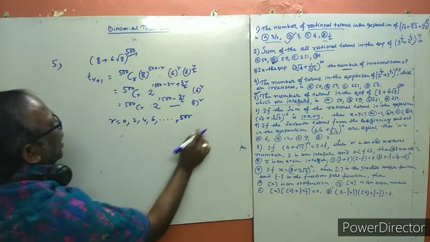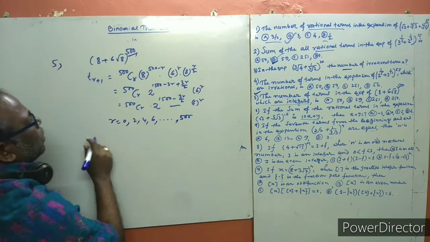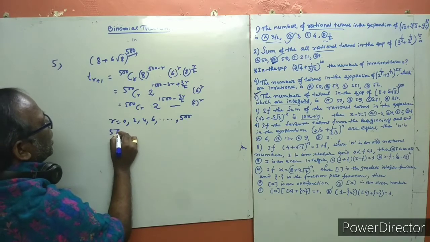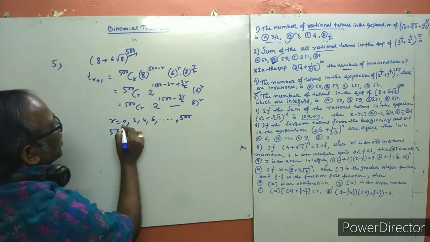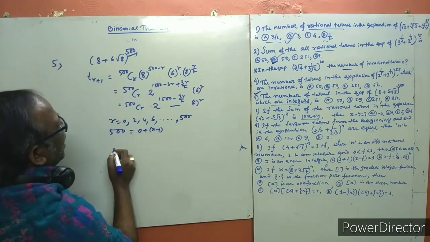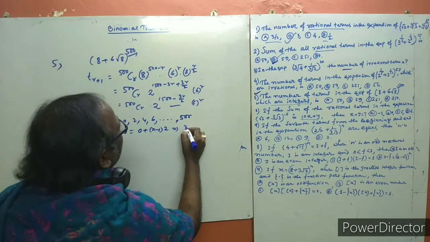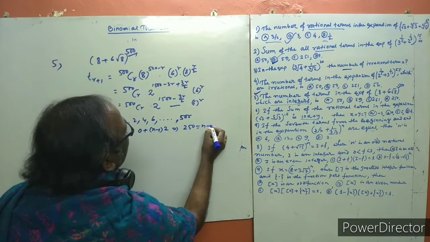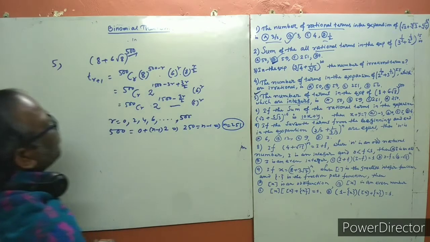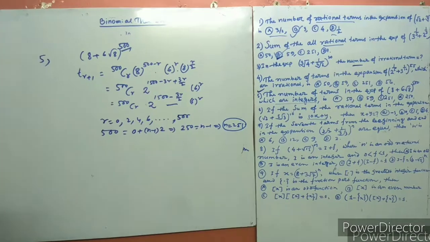Then how many terms are there? Now we have to find. This is an AP series. So 500 is the last term and 0 is the first term, n is the number of terms, and the common difference is 2. So you can easily calculate: 250 is equal to n minus 1, so n is equal to 251. So the number of rational terms is 251.